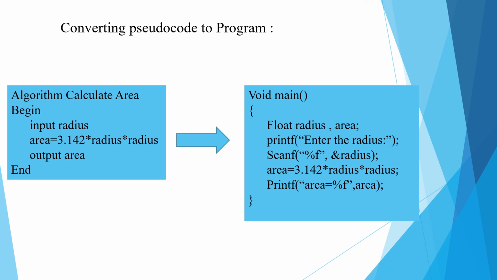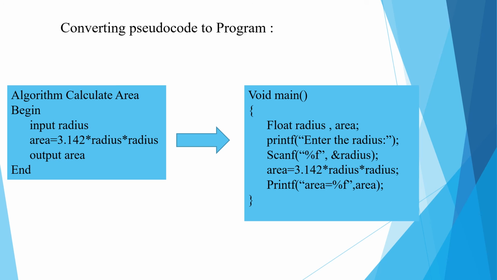Instead of that, here we use printf, enter the radius, and using scanf we input the value for the radius. As it is of float type, we use percentage f, ampersand radius. Then in the same way we calculate the area using the same expression, that is area is equal to 3.14 into radius. And here we had output area. Instead of that, we use a formal structural statement, that is printf, area is equal to percentage f, double quote complete, comma, area, and end of the program.